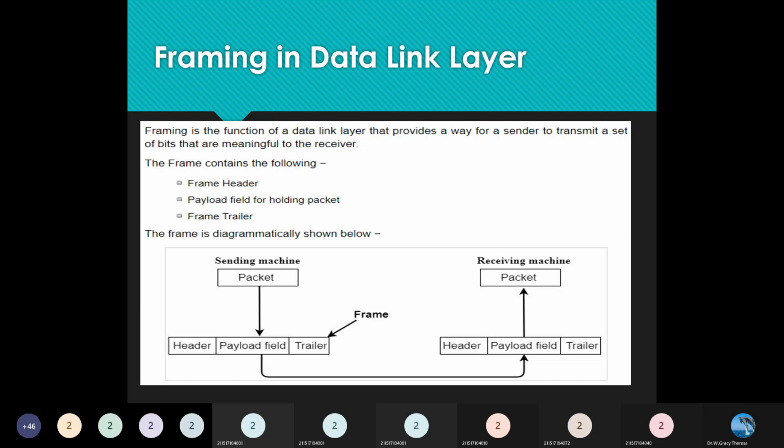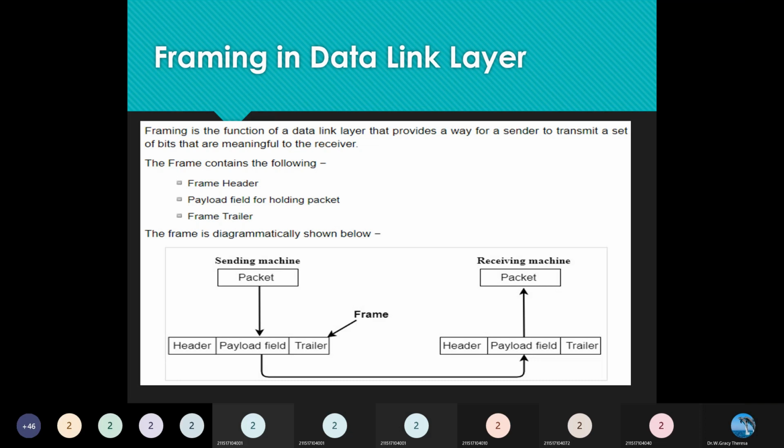Framing is a function of the data link layer that provides a way for the sender to transmit a set of bits that are meaningful to the receiver. The receiver has to receive the data in a meaningful way. So that is something very important about framing, one of the important functionalities of the data link layer.